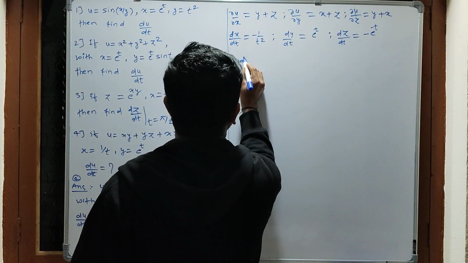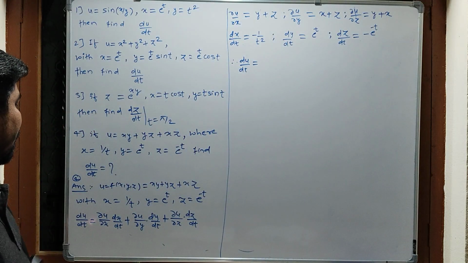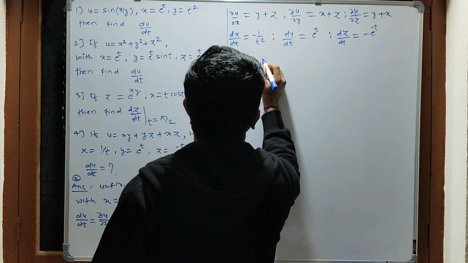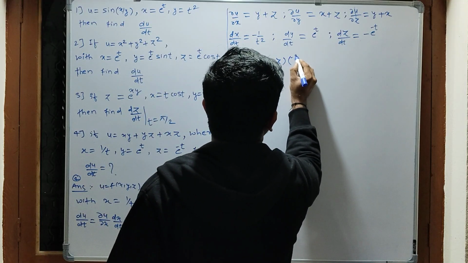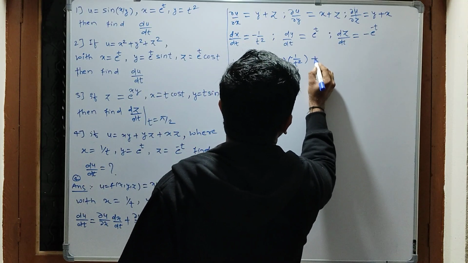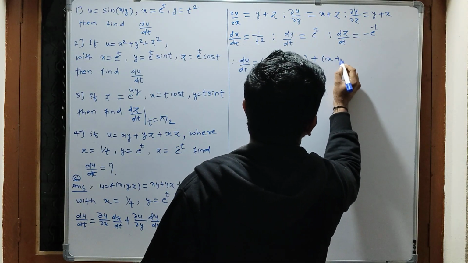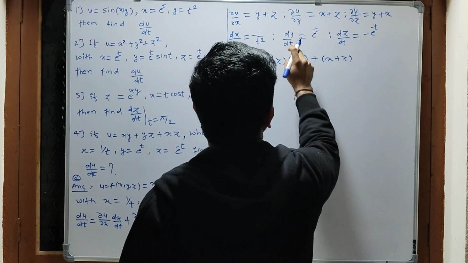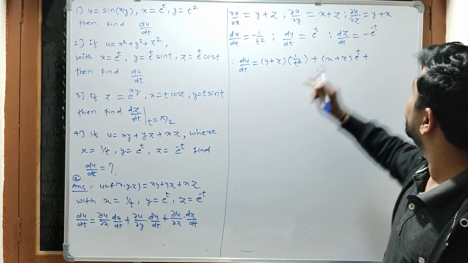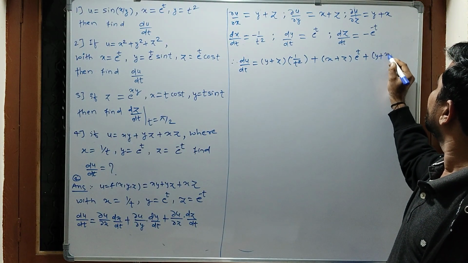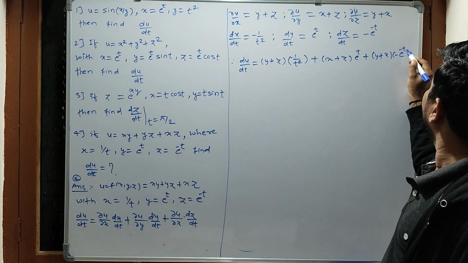Therefore the total derivative du/dt equals ∂u/∂x times dx/dt. ∂u/∂x is y plus z, times dx/dt, which is −1/t², plus ∂u/∂y, which is x plus z, times dy/dt, which is e^t, plus ∂u/∂z, which is y plus x, times dz/dt, which is −e^(−t).